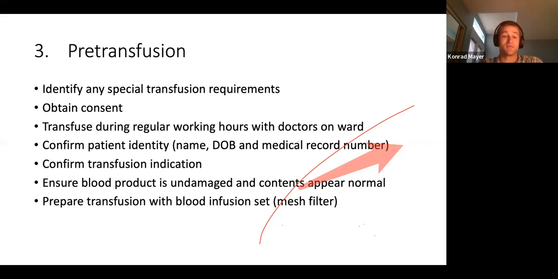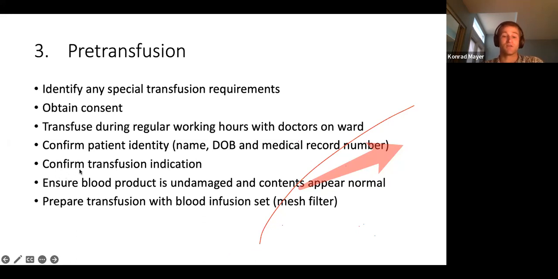It is very important to confirm patient identity, which means the name, date of birth, and medical record number. So it is not enough to just ask the person for their name. It's very important to ask them for their name, date of birth, and to confirm their medical record number because of the serious reactions that can occur.